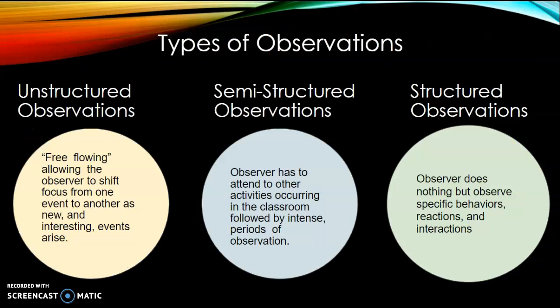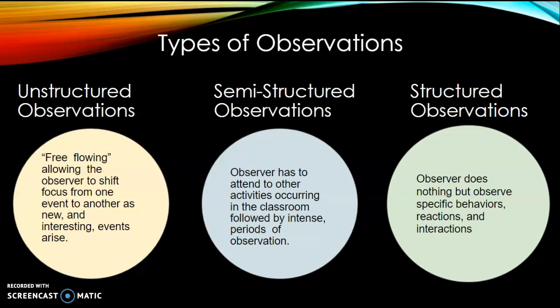There are three main types of observations: unstructured, semi-structured, and structured observations. Unstructured observations tend to be free-flowing and allow the observer to shift focus from one event to another pretty easily. That's typically what we as teachers in the classroom are doing.